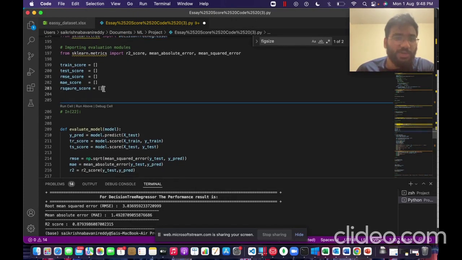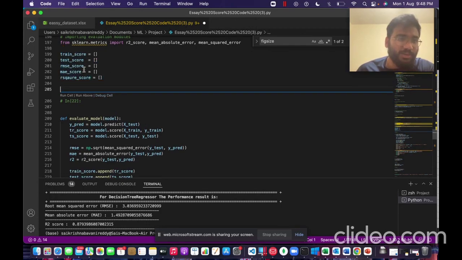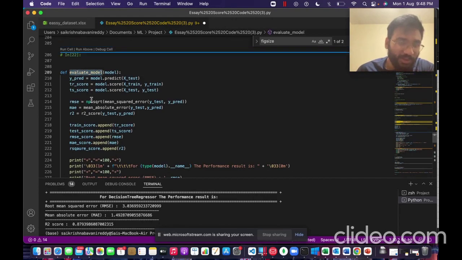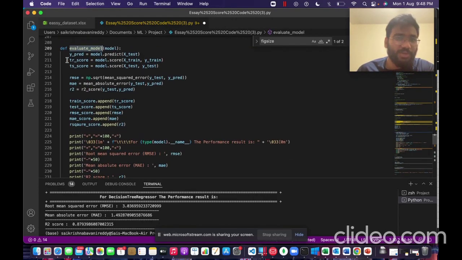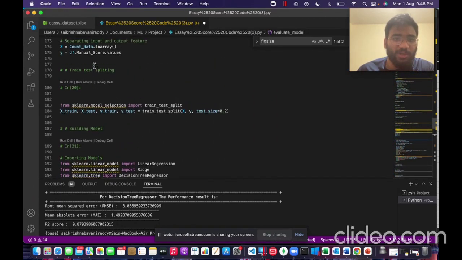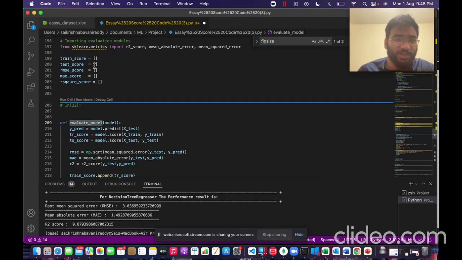And now I have taken some empty lists, like the train score, test score, root mean square value, mean absolute value, and square scores. Here you can see the evaluate model. Here I have tried to predict some values and stored them in y, and used these x and y values as the training values. Here I separated the data 80 and 20 percent, and used one part for training and the other for testing.